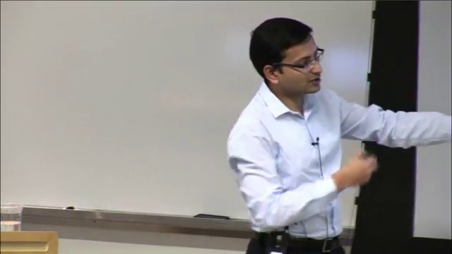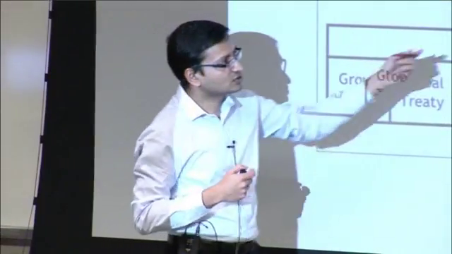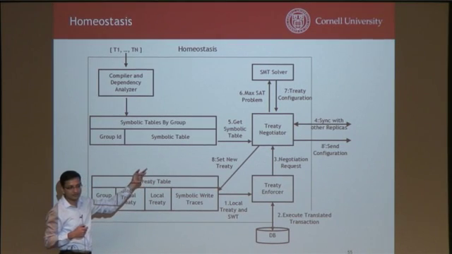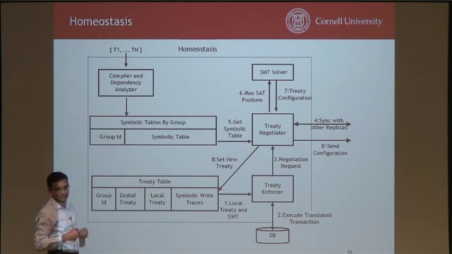And we construct a giant symbolic table for each such interdependent group of transactions. We maintain a treaty for each such group. So whenever a transaction is executed, the treaty enforcer allows a local execution if the local treaty is not violated. If it is violated, then it initiates a round of negotiation. The treaty negotiator goes and talks to the other replicas.